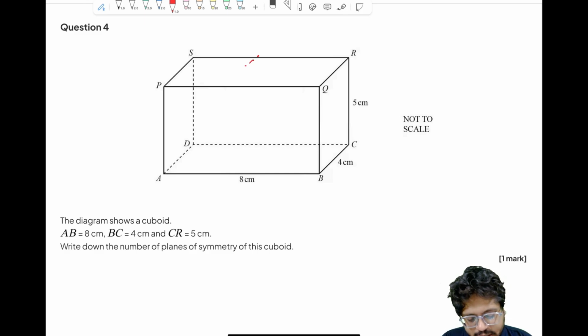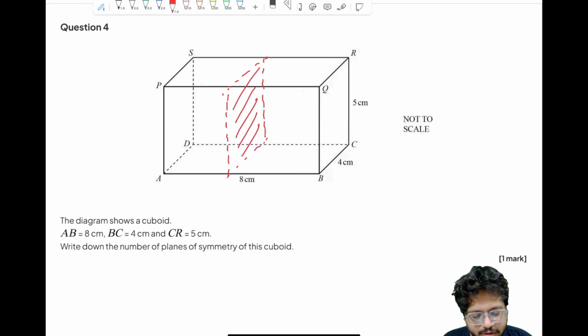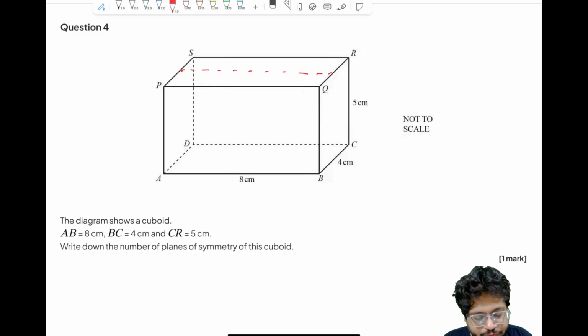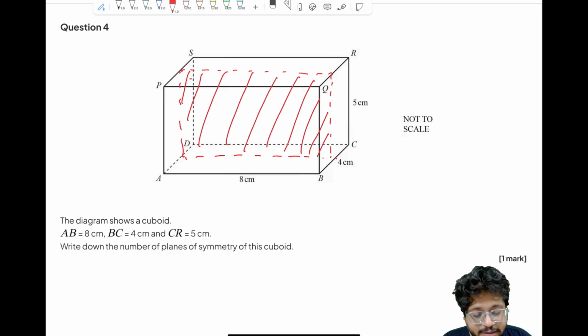So if I cut it like this, exactly in the middle, obviously I'll cut it by exactly half. This is one plane of symmetry, clear? And similarly, the second plane of symmetry is this one. If you cut it like this in the middle, that will be the second plane of symmetry. Not line, sorry, plane of symmetry. In a 3D figure it's always a plane of symmetry.